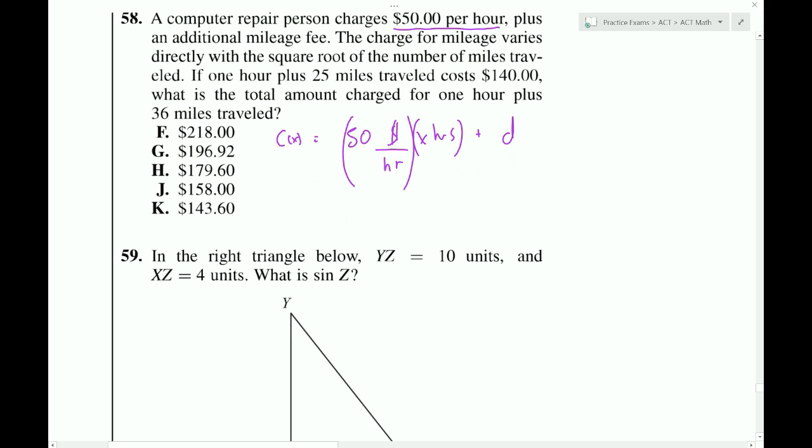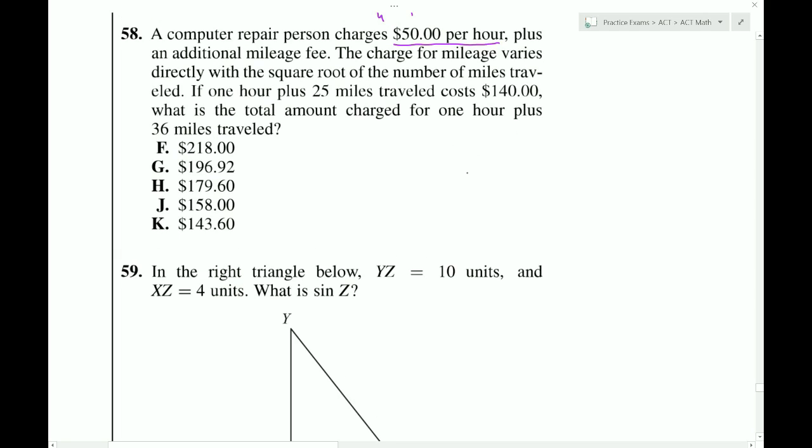The charge per mile varies directly with the square root. Okay. So, yeah, let's just scrap that. So it's not going to be linearly proportional. The charge for mileage varies directly with the square root of the number of miles traveled. If 1 hour plus 25 miles traveled costs this, what is the total amount charged for 1 hour plus 36 miles traveled? Okay.